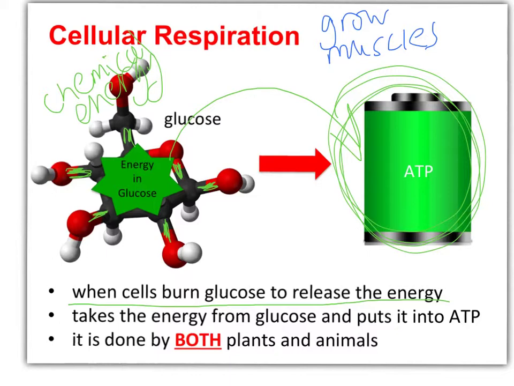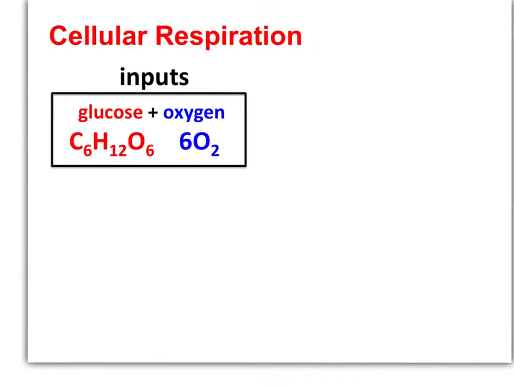So this can help us to understand that cellular respiration is done by both plants and animals, because even though plants make glucose, they still have to burn that glucose and get the energy into ATP before they can do anything like growing or anything else that happens in their body that requires energy.